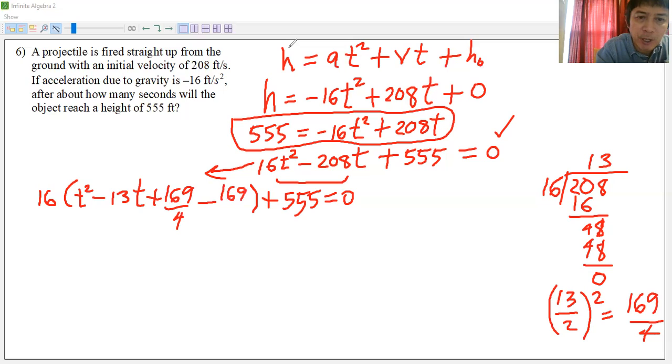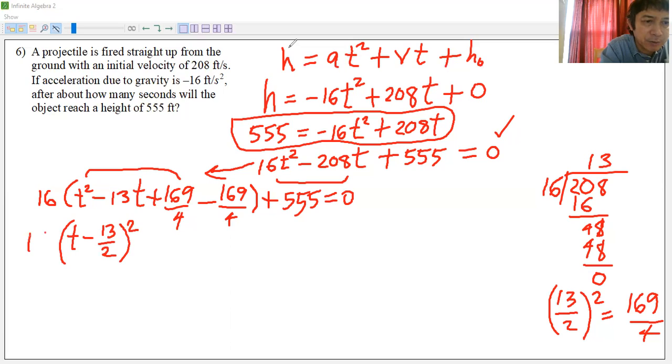Okay, we cannot just add and not subtract. We will be changing the equation. So if we add, we subtract. Okay, all right, so that's it. And then this is now a perfect square trinomial. These three terms here can now be transformed to t minus 13 over 2 squared. Okay, like that. And the 16 is still there.